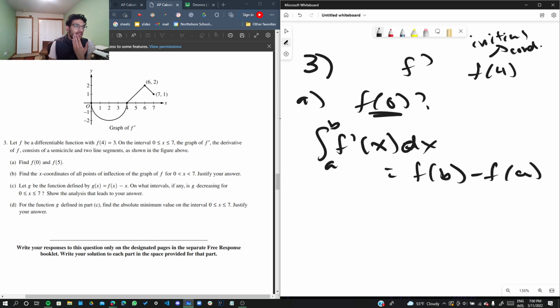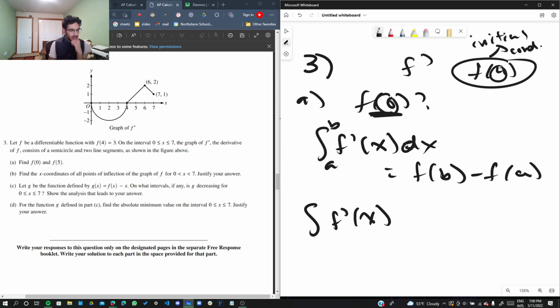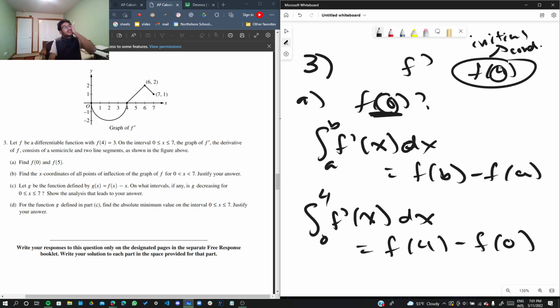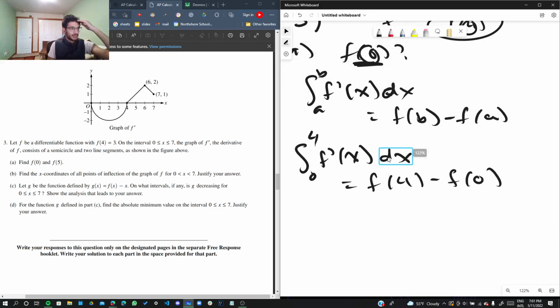So now whenever you have to find one of these and they give you another one, you can take advantage of both of these numbers right here. The integral of f prime from 0 to 4 is equal to f of 4 minus f of 0, right? Think about it: just take the integral of f prime, then you're going to get f of 4 minus f of 0 from those specific spots. Now what you can do is, integrals are nothing but areas, right?